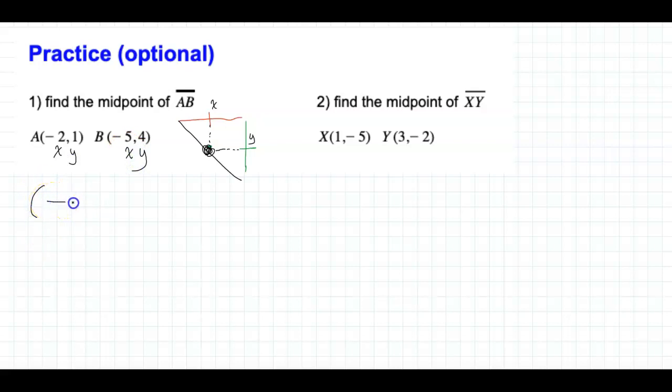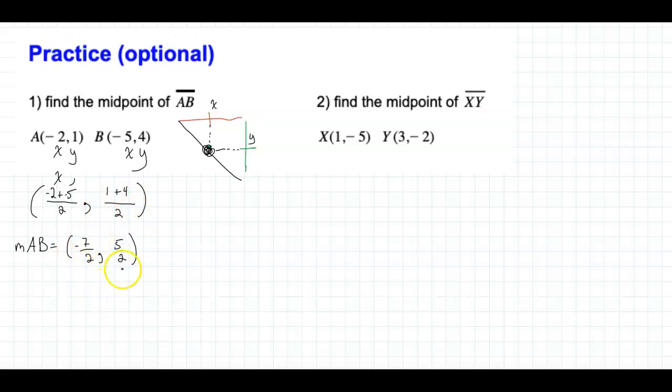Well, really, it's just the averages of the x's. So I've got -2 plus -5 divided by 2. That's my x value for the midpoint, right? And then I've got the average of the y values, which would be 1 plus 4 divided by 2. In this case, the midpoint of AB, I'm going to say M of AB, is equal to -2 plus -5, that's -7/2, and this is 5/2.